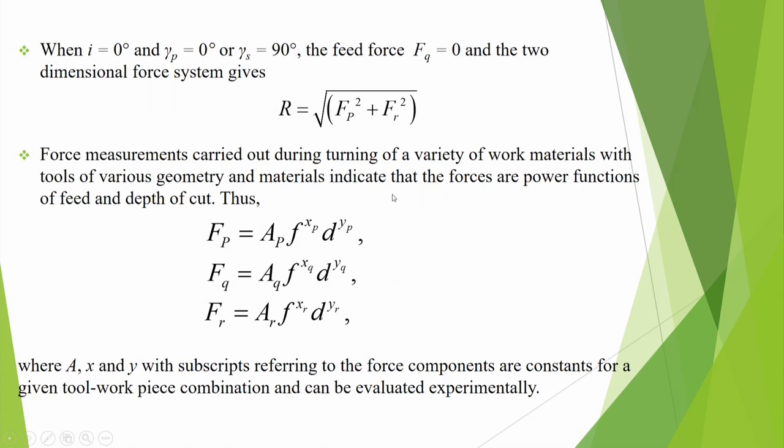So force measurements carried out during turning of a variety of work materials with tools of various geometry and materials indicate that the forces are power functions of feed and depth of cut. This has been found experimentally. So we can say Fp is equal to Ap times feed to some exponent times depth of cut to some exponent. Fq is also another coefficient times F to some exponent times d to some exponent, and Fr is also some coefficient times F and d to some exponents.